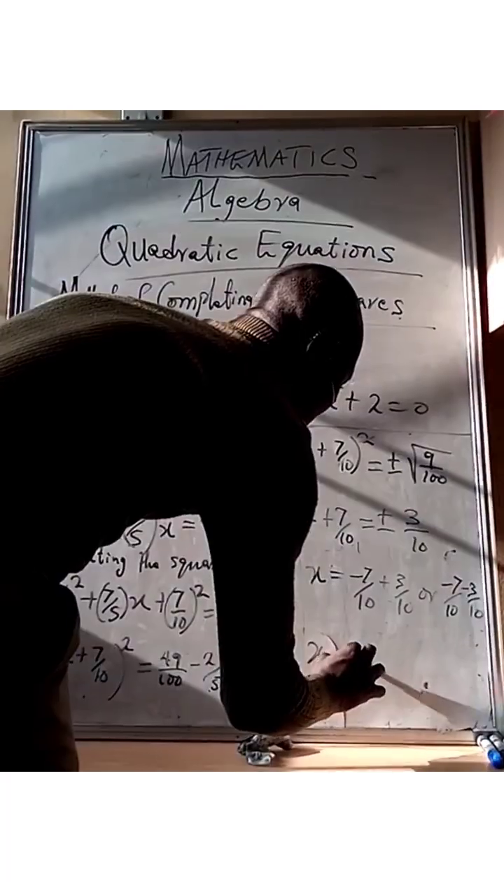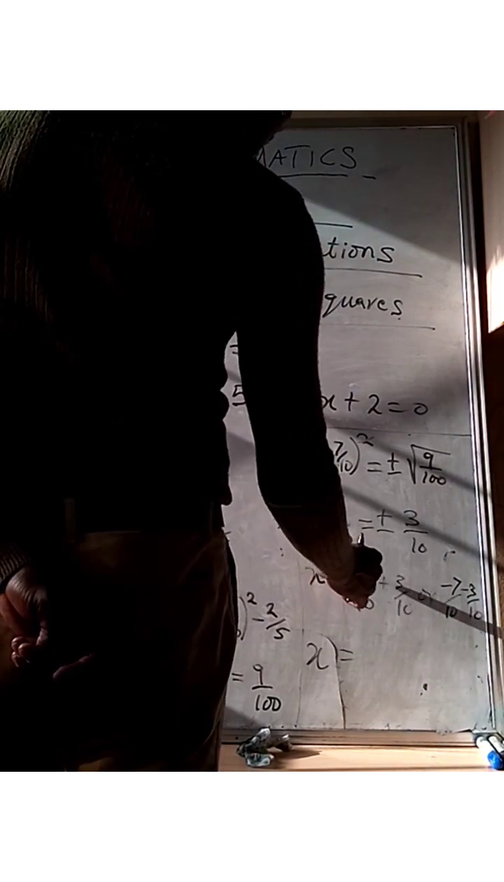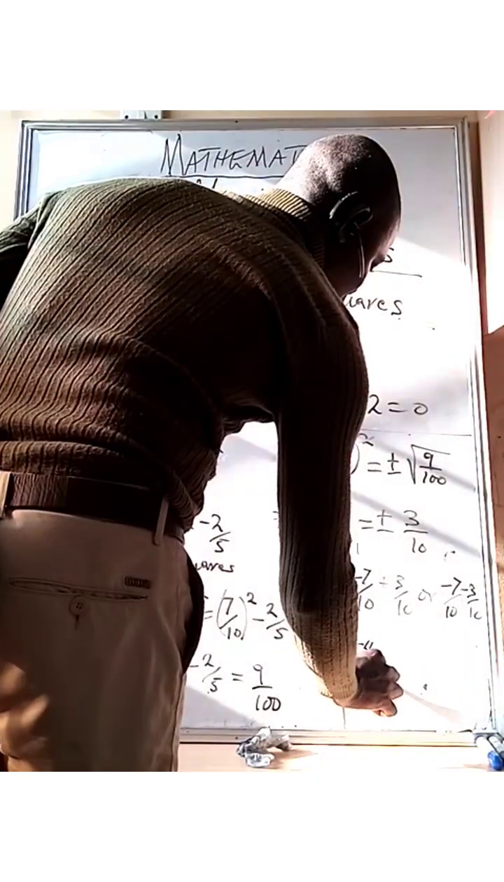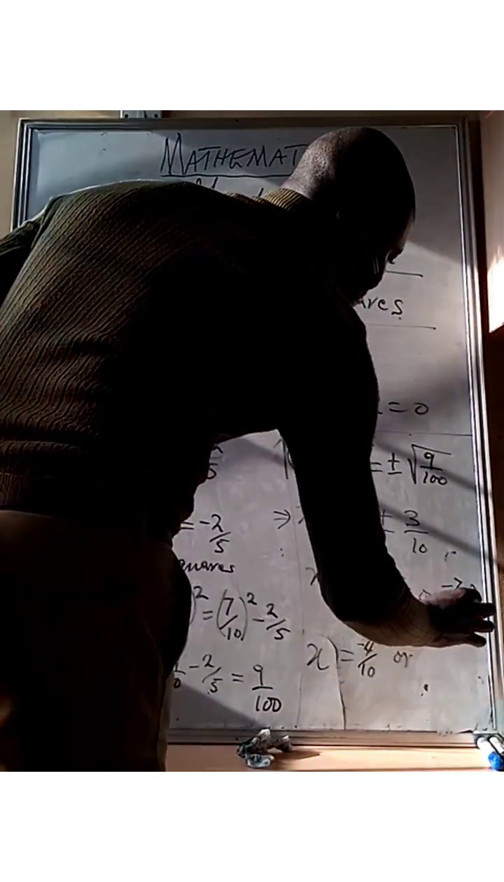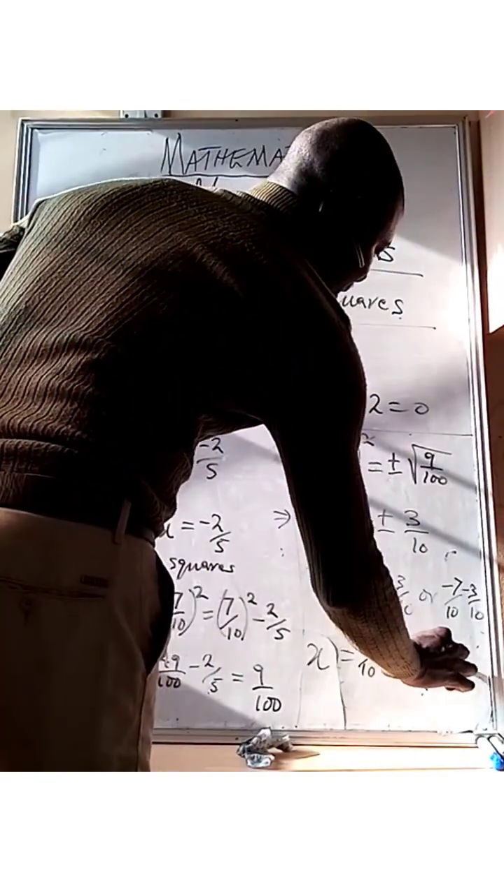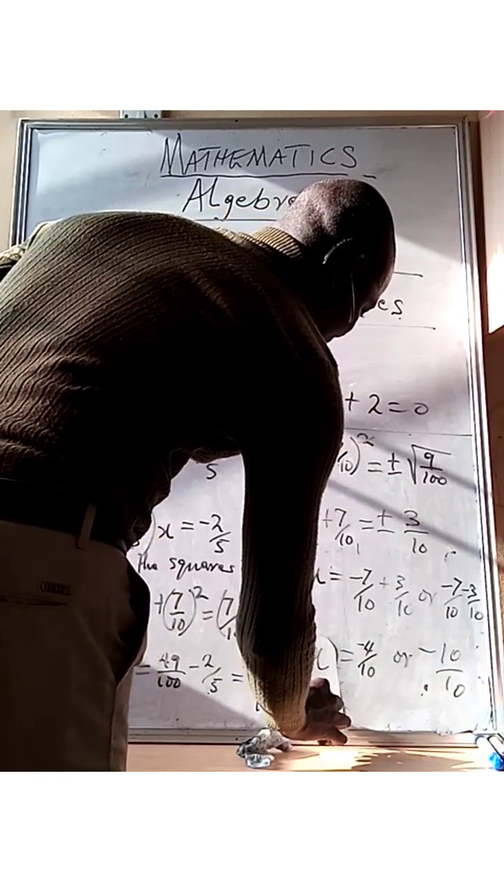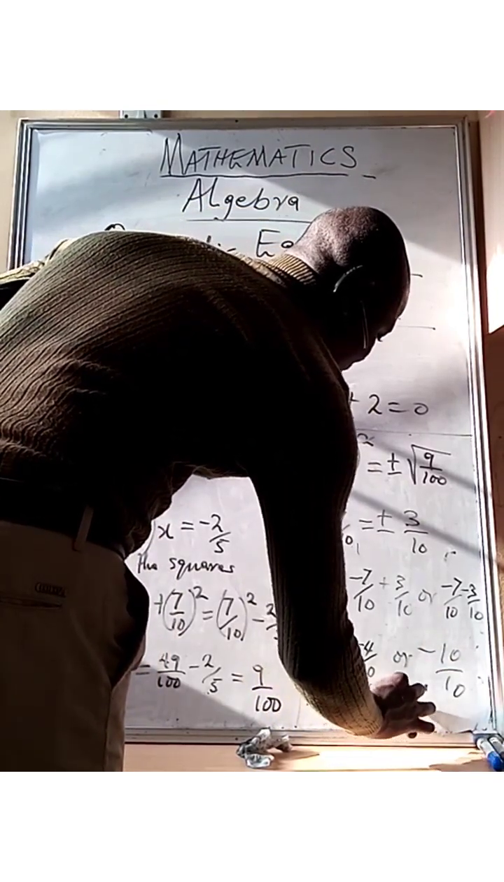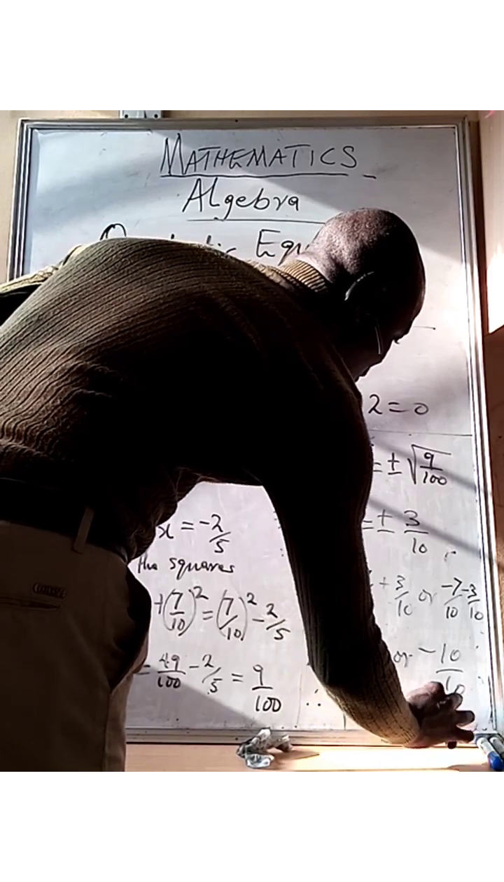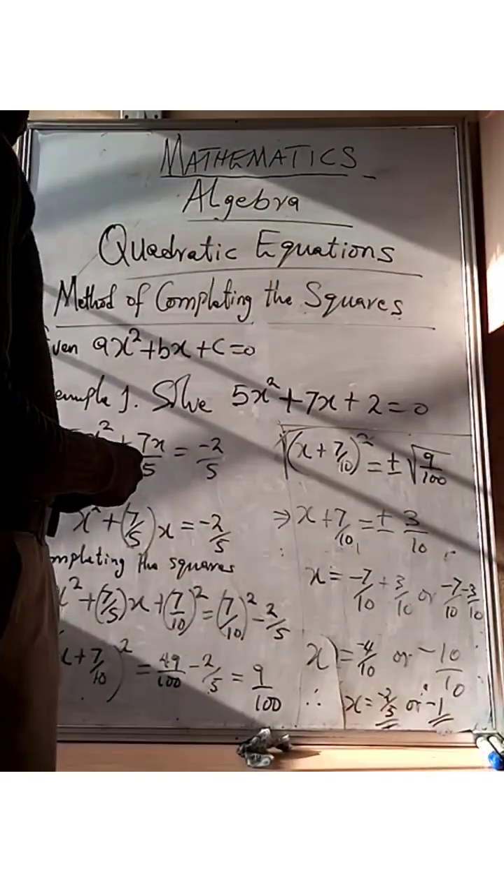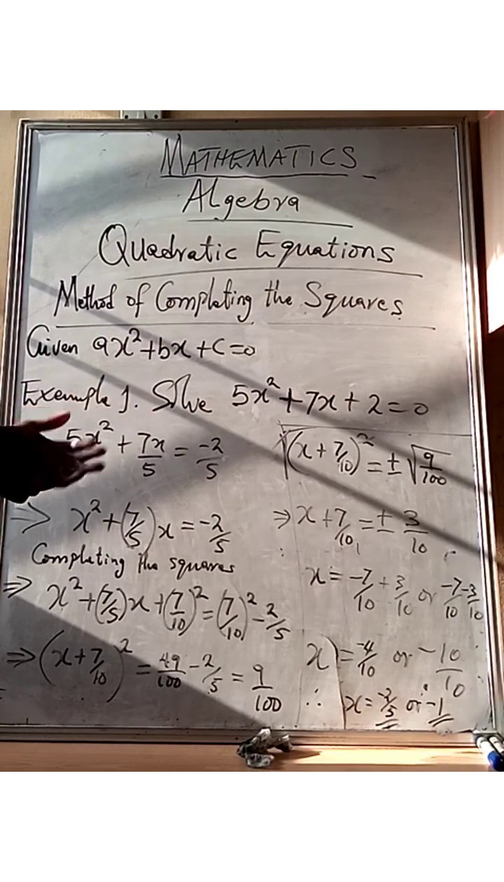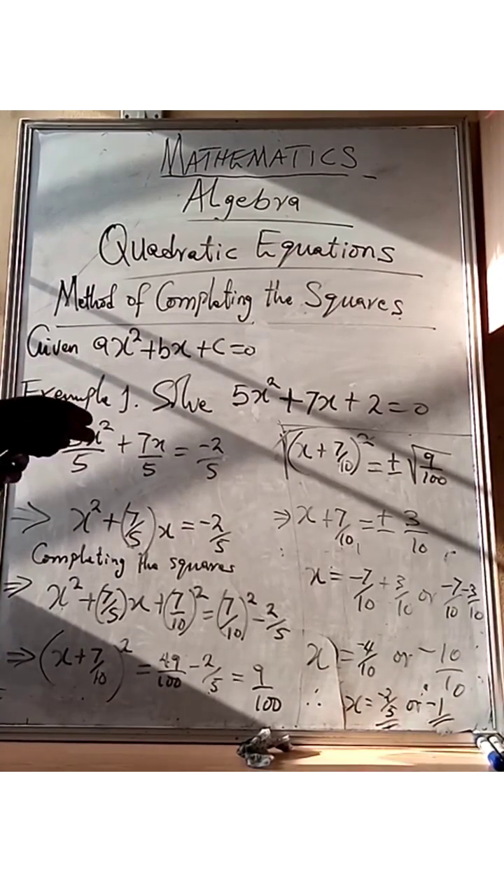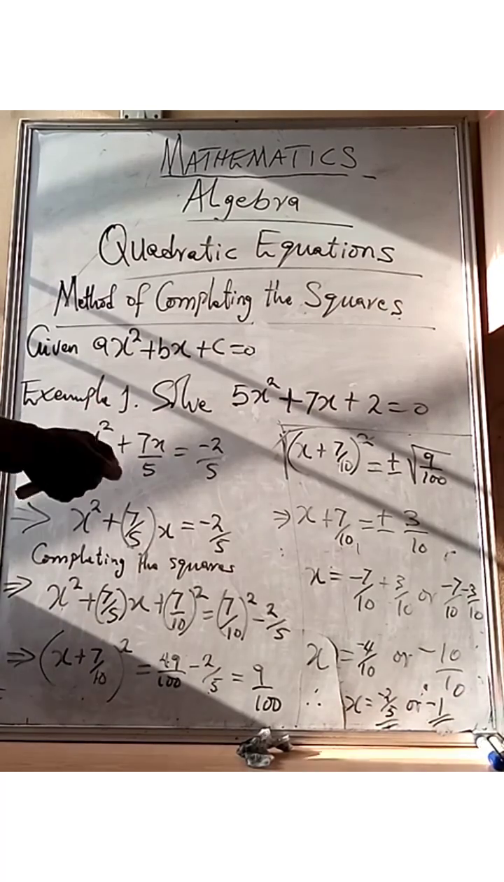So, x now will be equal to, if I add this to this, because they have the same denominator, I will simply add the numerators, and that gives us negative 4 over 10, or if I add this, it gives us negative 10 over 10. Therefore, x is equal to negative 2 over 5 or negative 1. These are the solutions of this quadratic equation, in which case we have decided to solve using completing the square method. So this is how to follow it.